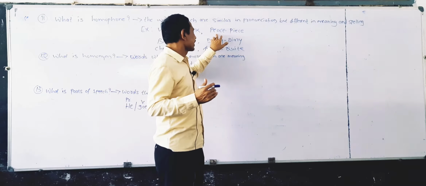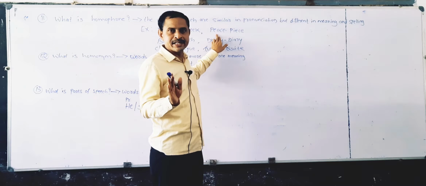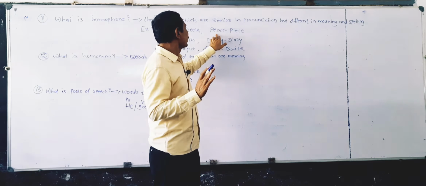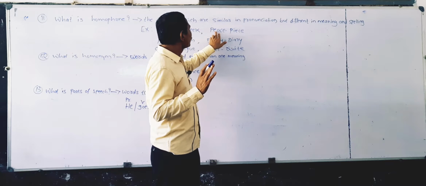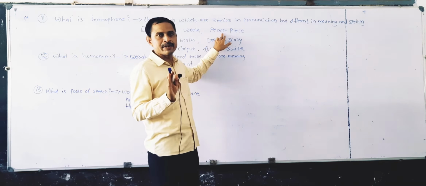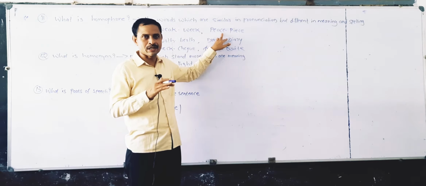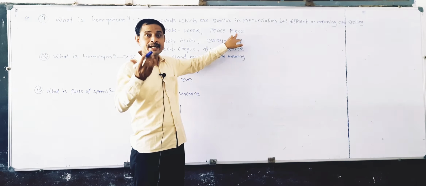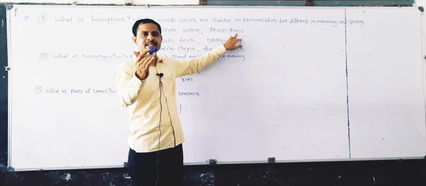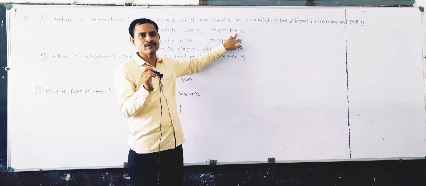We shall go to another example. Peace, piece. The spelling of one word is P-E-A-C-E, meaning calmness. The two nations are at peace now. P-I-E-C-E means a bit. I want a piece of chalk.